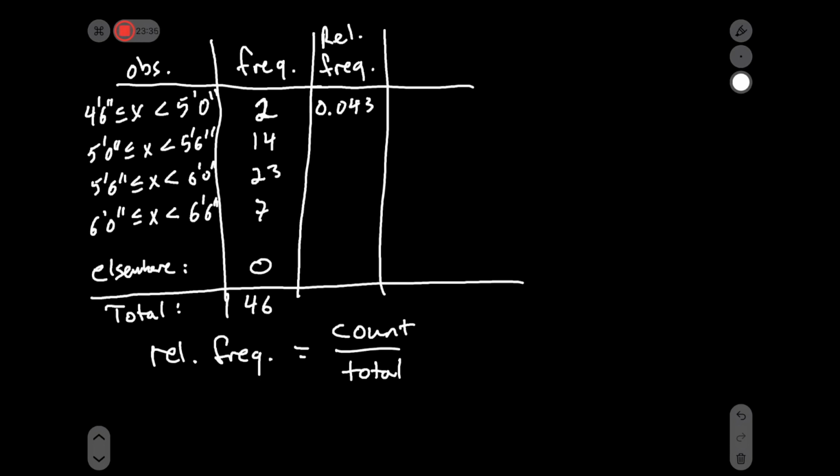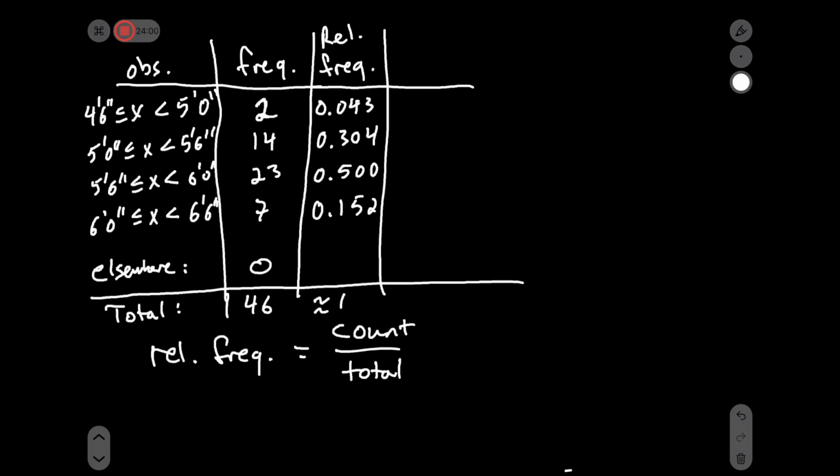0.043, 0.304, 0.5, and 0.152. Okay, and if you add all of these up, you should get either 1 or something very close to 1. In this case, you might get 0.9999 or something like that.